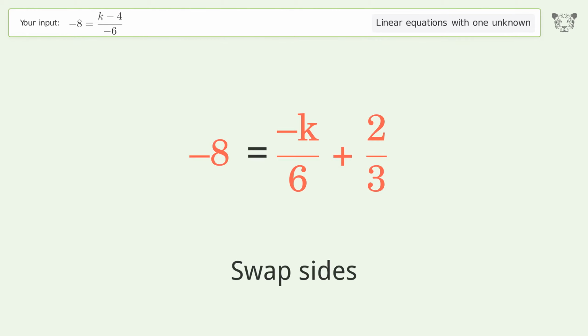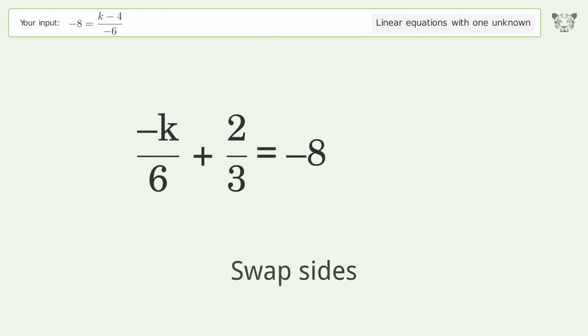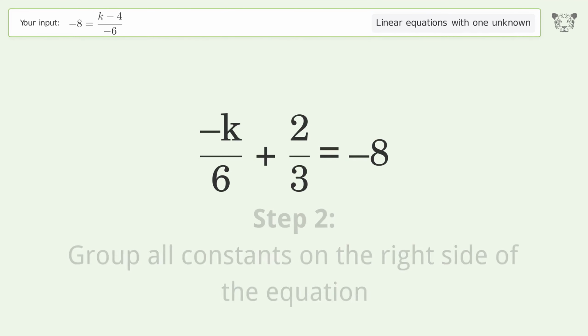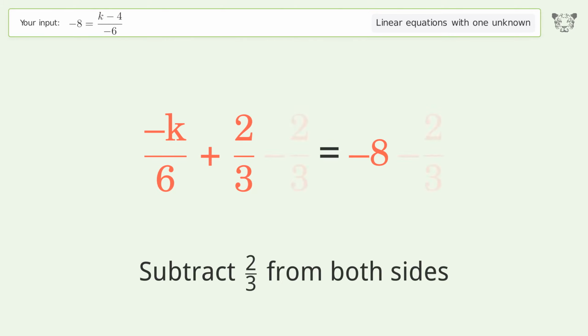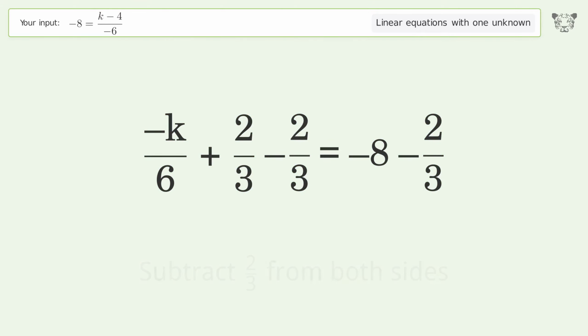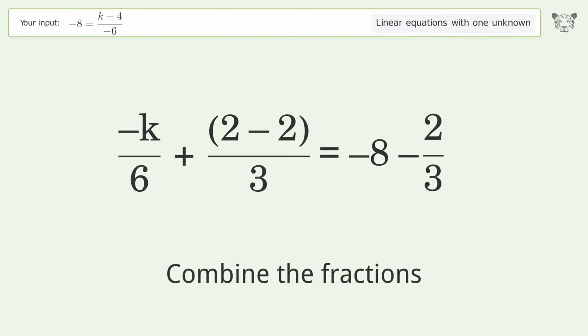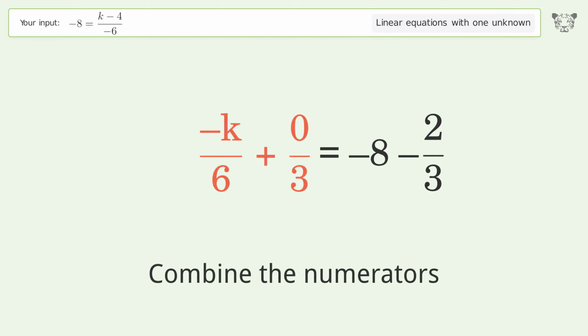Swap sides. Group all constants on the right side of the equation. Subtract 2/3 from both sides. Combine the fractions. Combine the numerators. Reduce the zero numerator.